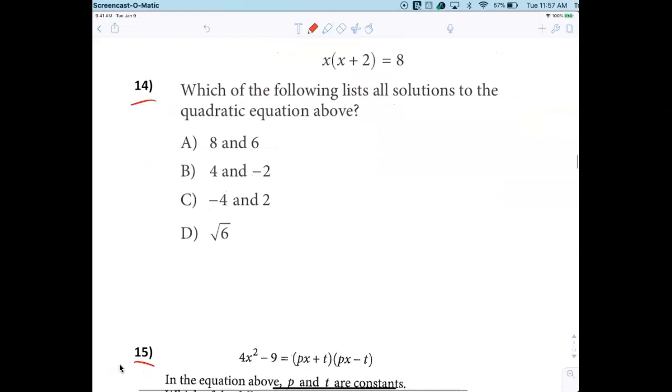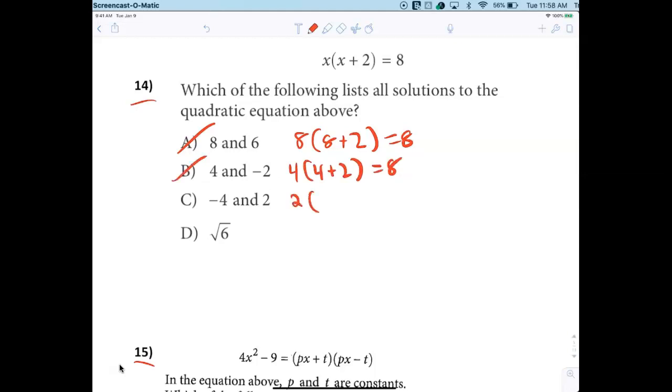So now let's look at 14. There are two ways on a standardized test here. For me personally, these are small numbers. So if I wanted to, I could just plug the numbers in to see which one works. Does everybody agree? If I try to plug in 8, see what I mean? 8 times 8 plus 2, does that equal 8? So that's not an answer. 4 times 4 plus 2, does that equal 8?